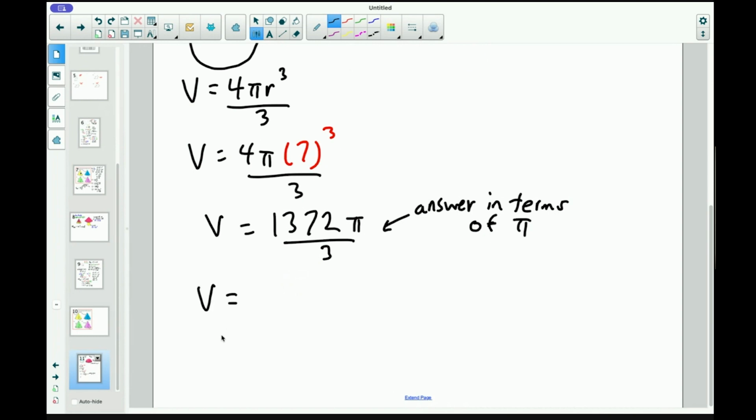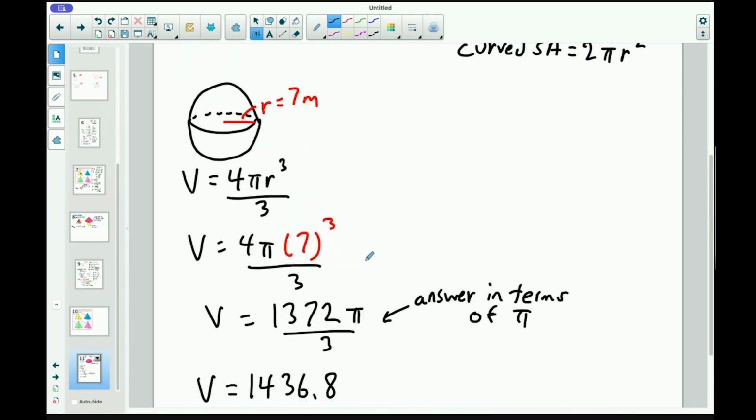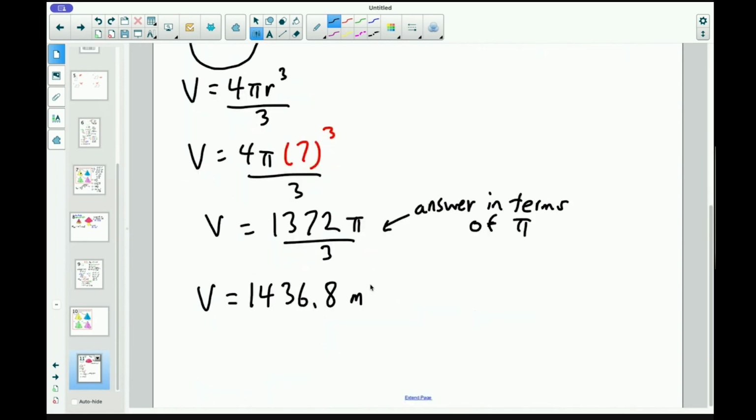And let's say if we weren't doing this in terms of pi, 1372 pi divided by 3, that would end up giving us 1436.8. And I said we were in meters. This would be meters cubed, rounded to the nearest 1 decimal place. Okay. All right. So there's really not much to it for this type of problem.